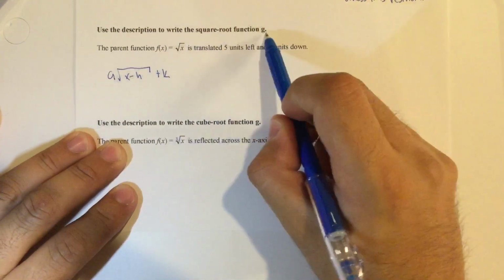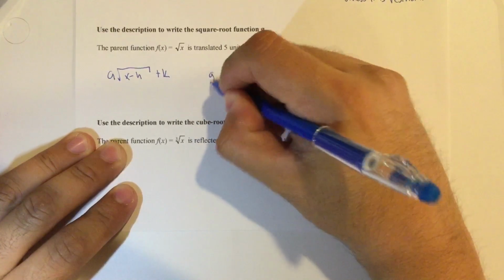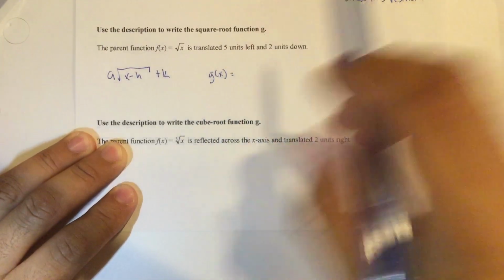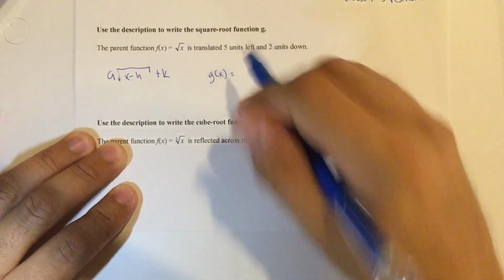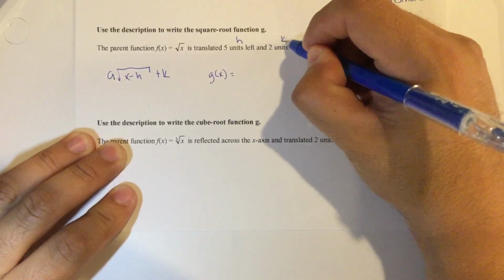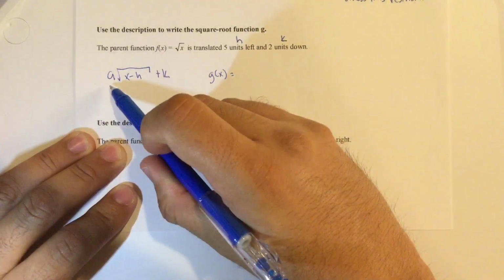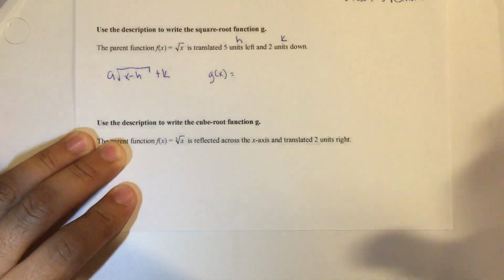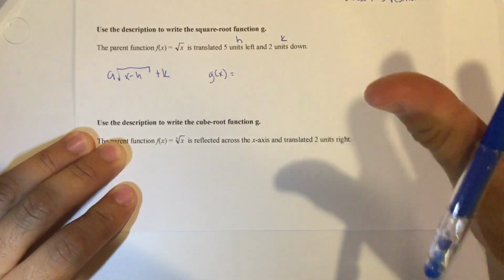If this is f of x, they're asking us to write g of x. I'm going to put g of x. And 5 units left, that is going to affect h, and 2 units down, that will affect k. So if I have no a value, I don't put a number. If you want to put 1, that's absolutely fine, but it is not necessary.